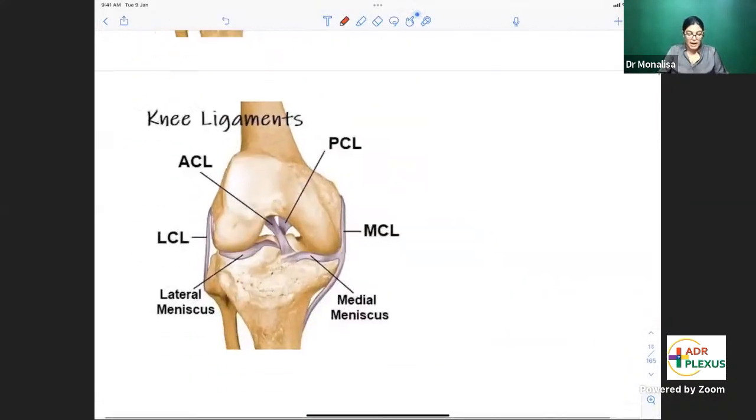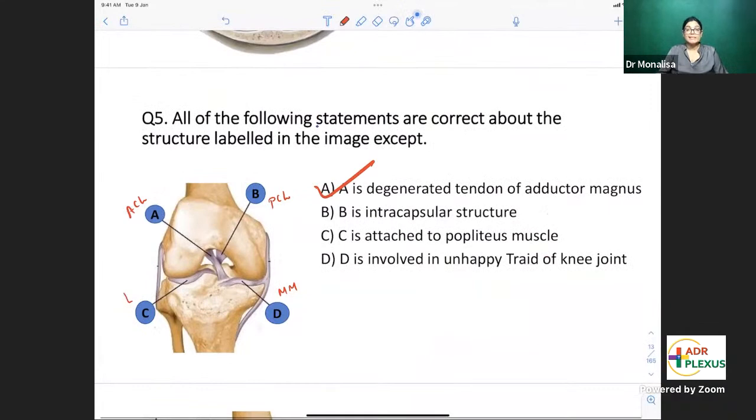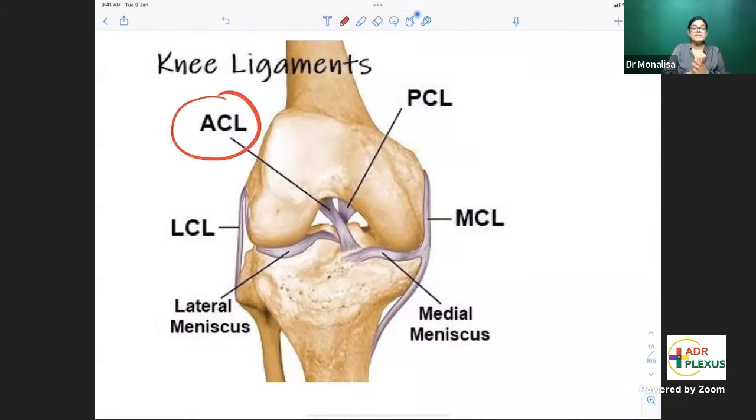The next thing is that we have to know the important features. Here in option A, it is written that A is degenerated tendon of adductor magnus muscle. But A is anterior cruciate ligament, and the cruciate ligaments are important for the antero-posterior stability of the knee joint. My dear students, ACL is not the degenerated tendon of adductor magnus. Can anybody tell me which ligament of the knee joint is the degenerated tendon of adductor magnus muscle?